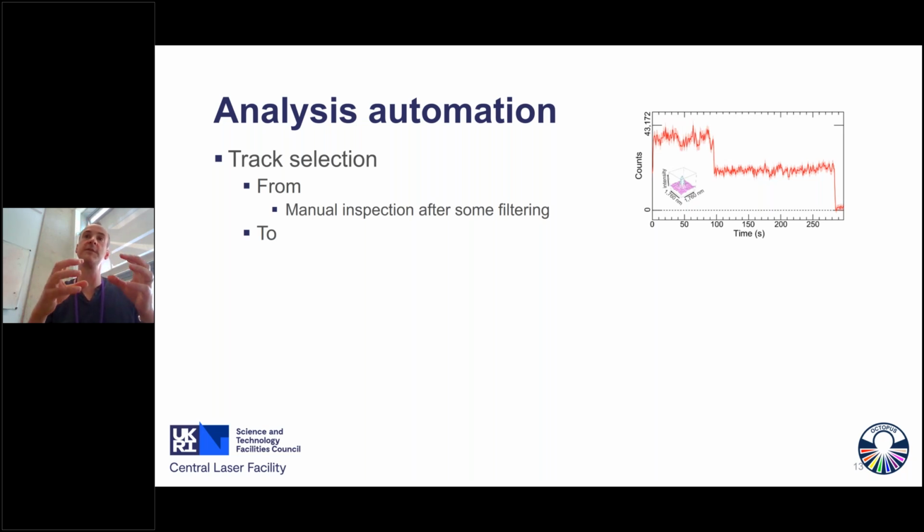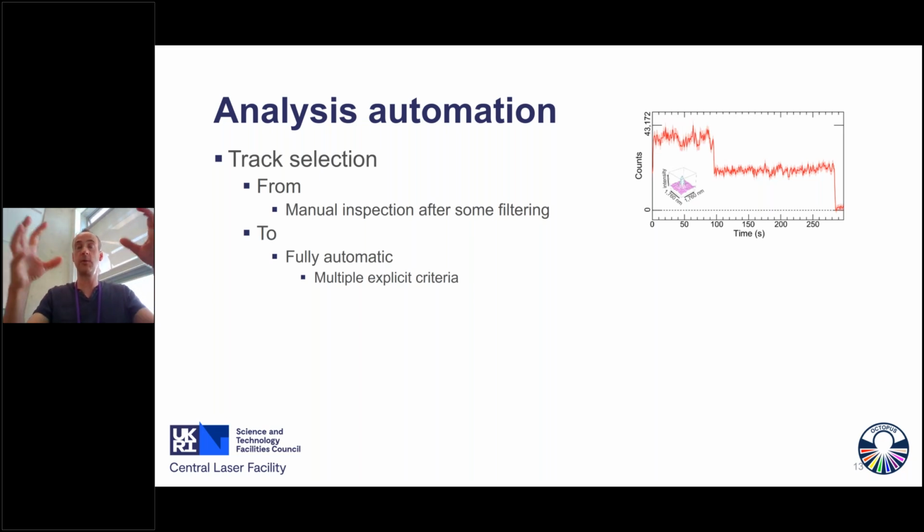So this is not choosing ones that give the answer we want. This is just choosing the ones that are suitable for a measurement, that fit the assumptions of the photobleaching FLImP process. So what we wanted to do then was go to a fully automatic process for this, and we came up with a fairly straightforward set of explicit criteria. The principle of the problem is relatively straightforward, but there's a whole load of assumptions it makes that you want to test for in your data.